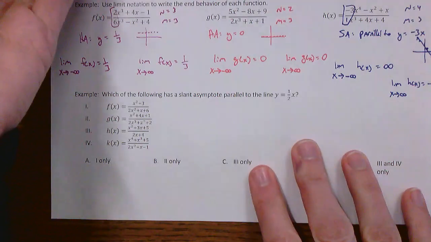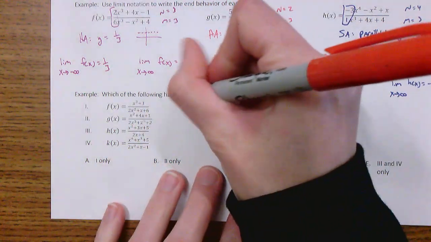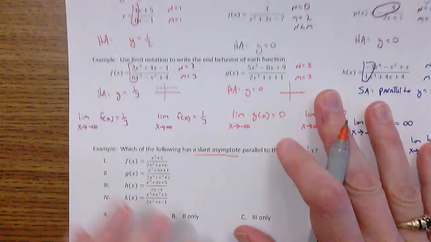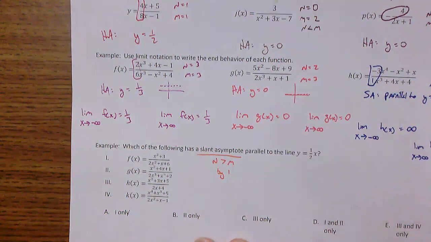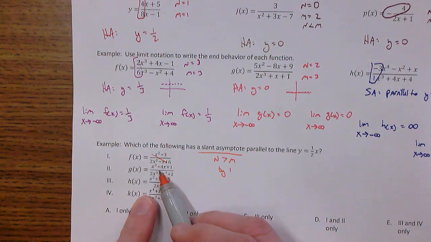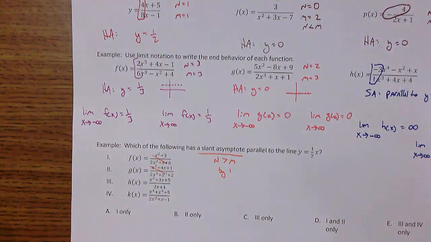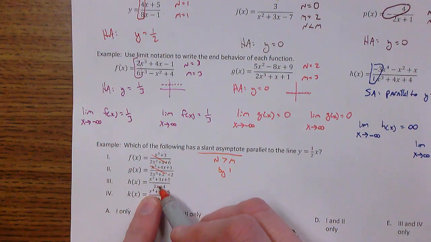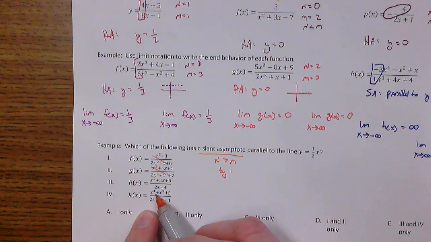All right, and then this last guy. Which of the following has a slant asymptote parallel to that line? Okay, so two pieces that I know from this. Slant asymptote part tells me that I have to be in this first case. So n has to be bigger than m by exactly 1. Let's look at our degrees. This one, they're equal to each other. So nope, you're out. This guy, n is smaller by exactly 1. So that's not it. This guy, bigger by exactly 1. So that's a contender. And then this last one, bigger but by 2.